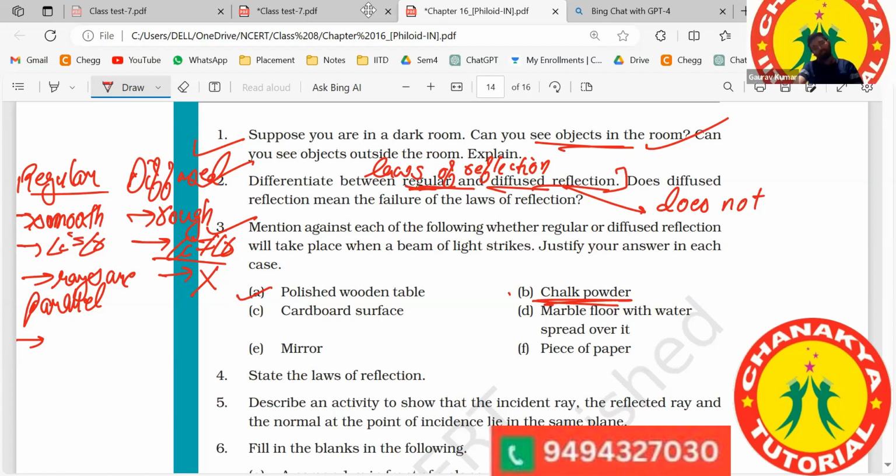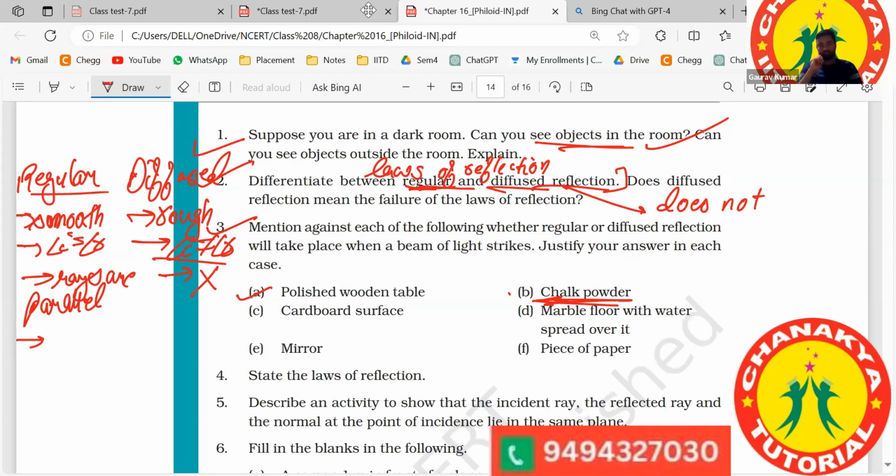Why is B regular? No, sir, it's a rough surface, because it has a spherical shape, that's why it is diffused. Sir, but isn't it sometimes a bit smooth? What smooth? It's the chalk powder. Is chalk smooth, sir? Chalk is not smooth.